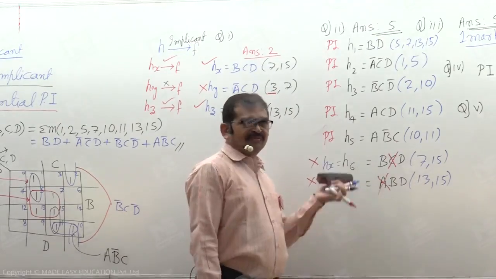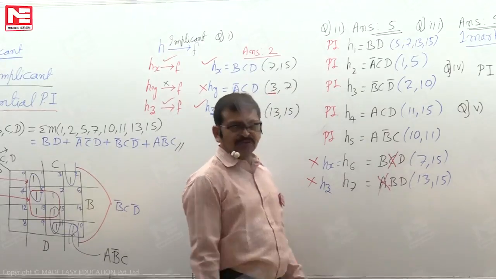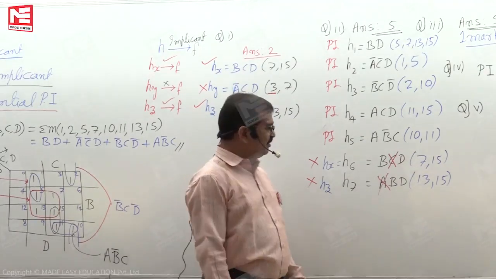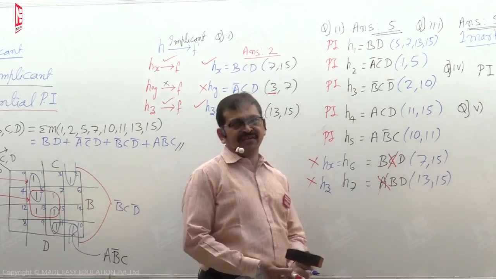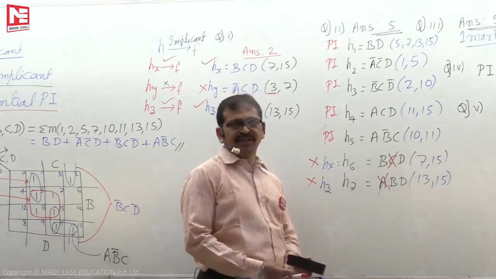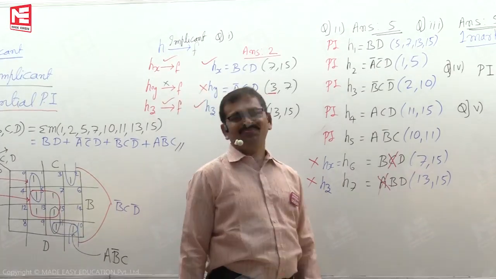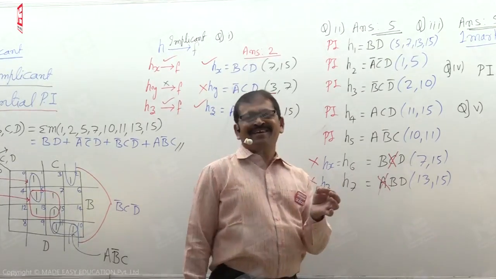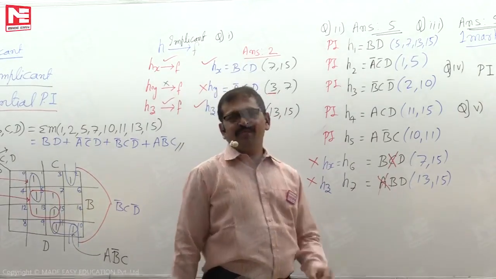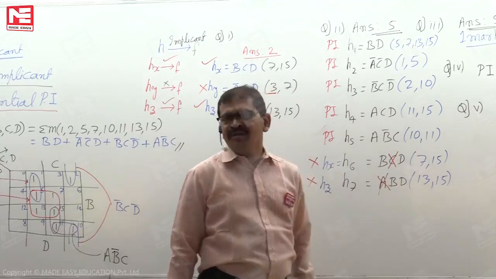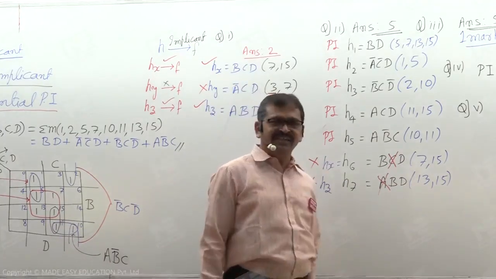So we are looking at some products on the board. Let me see which products are essential prime implicants and which are not. Can we check H6 and H7 as EPIs, as essential prime implicants? The answer to this question must be no. If you want to check whether a product is an EPI, first of all it must be a PI. If the product is not a PI, definitely it is not going to be an EPI. So no need to check H6 and H7.